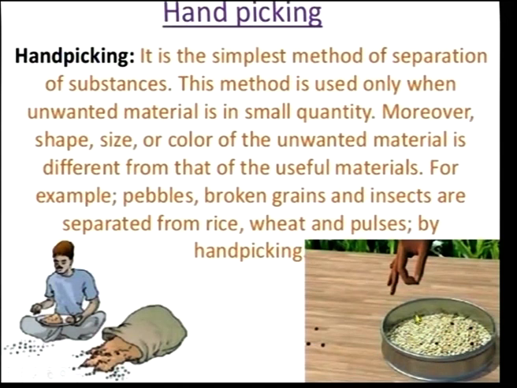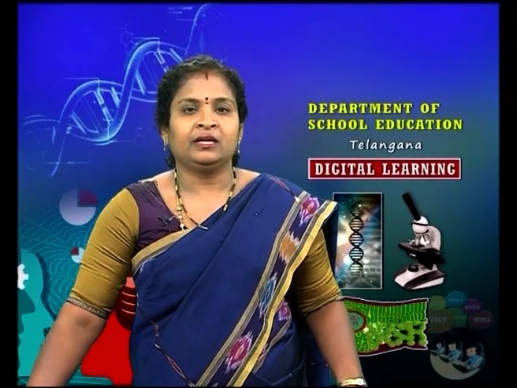From the dal taken in this plate, your mother separates the black color stones. Isn't it? Because dal and stones are of different color, size and shape, unwanted pebbles can be separated. Even small insects can be separated by using this method called hand picking. Let us come to another method of separation of substances.